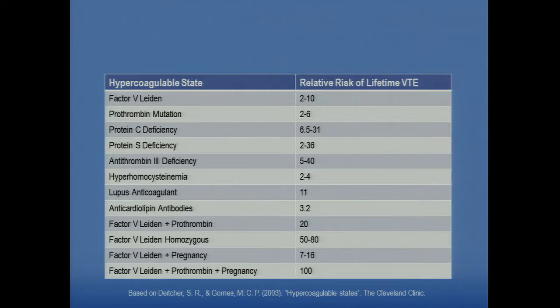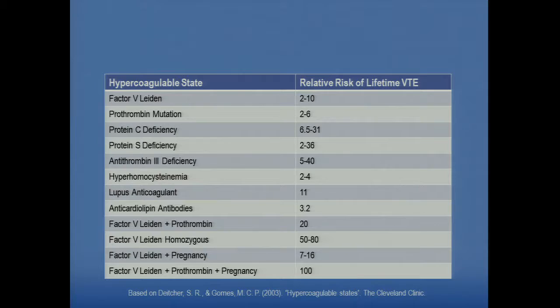But if we go down to something like antithrombin 3 deficiency, if you inherit one bad copy of the antithrombin 3 gene, your relative risk may go up as high as 40. Is that significant enough of a risk to put someone on anticoagulation prophylaxis? I don't know. Well, what if we start combining defects? That's an interesting idea. Are these additive?